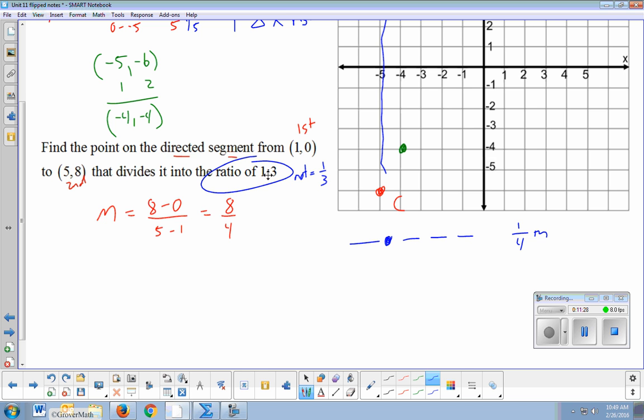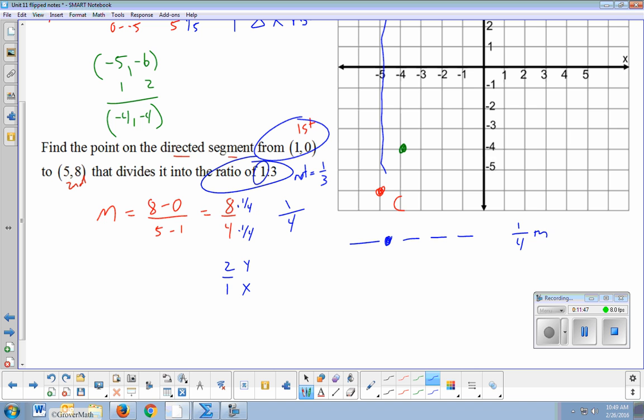Another way to do that is you keep the first number of the ratio the same, and then you add the two numbers together, that's the bottom. And so that's what we're going to use for how much we want to change our slope by. So a fourth of these. A fourth of 8 is 2. A fourth of 4 is 1. That's what we're going to do to y. That's what we're going to do to x.